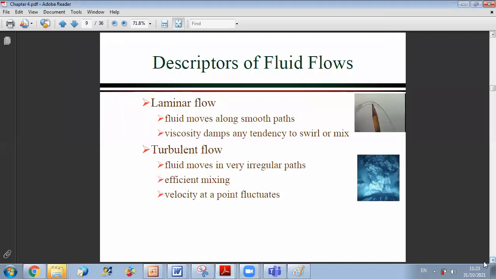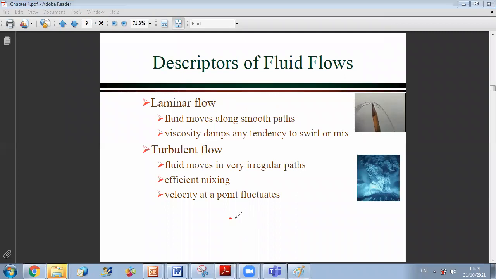Now we move to a description of fluid flows. We have already seen before that we can characterize flows by different categories. We can consider the difference between laminar and turbulent flows. As we mentioned already before, in case of laminar flow, the fluid will move along a smooth path.